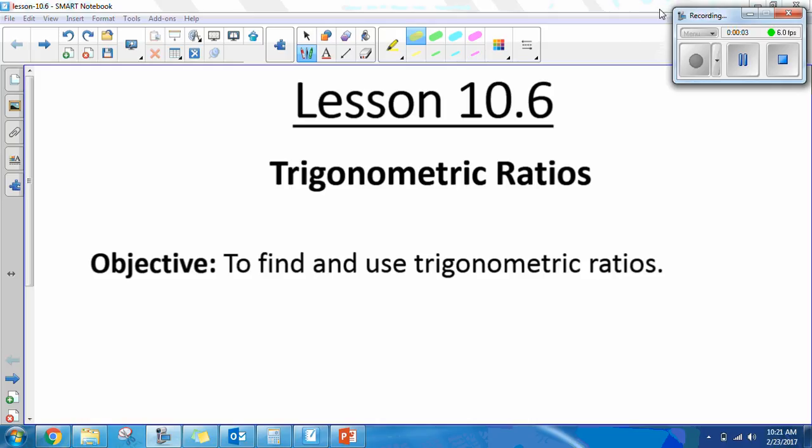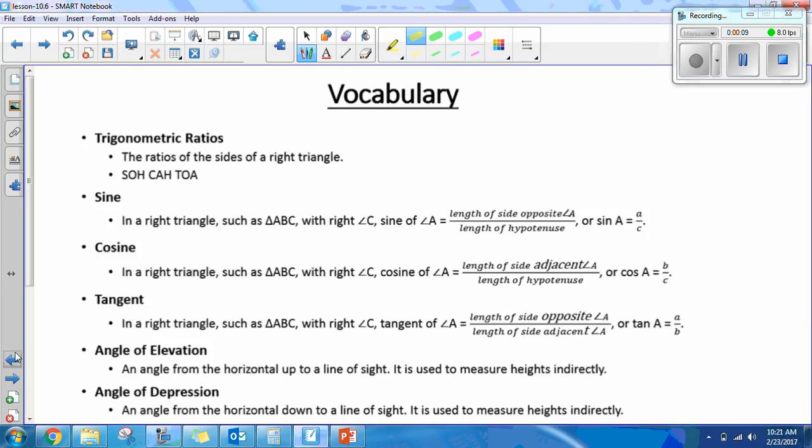Lesson 10.6, Trigonometric Ratios. Your objective is to find and use trigonometric ratios. Vocabulary. Trigonometric ratios are the ratios of the sides of a right triangle. We use the acronym SOHCAHTOA.